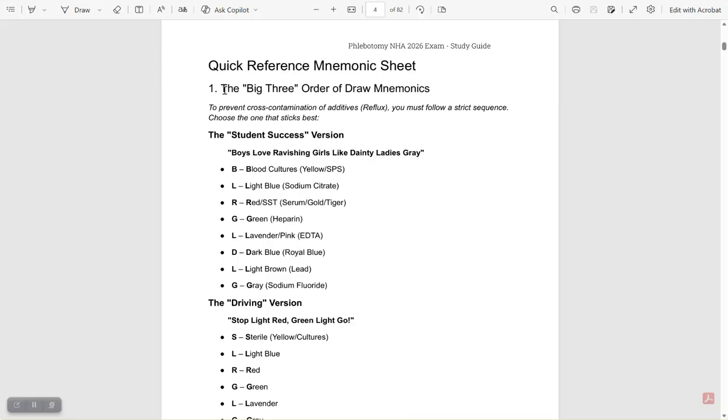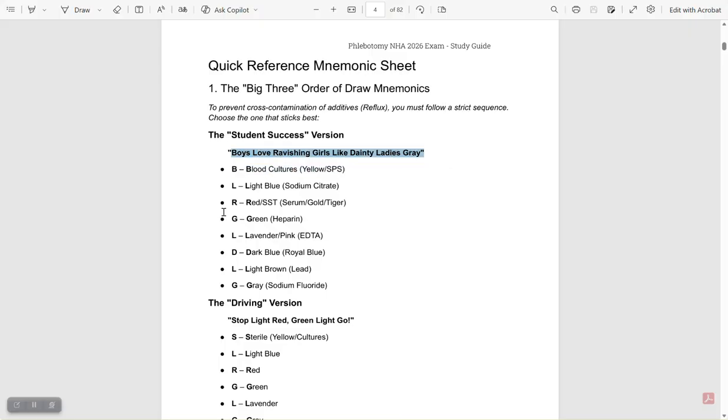There are some mnemonics that are used for easy recollection. First and foremost is how to prevent the cross-contamination of the additives. You are supposed to follow a strict sequence, and you could choose any of these mnemonic versions, whichever makes sense. So let's look at this one: Boys love ravishing girls like dainty ladies.